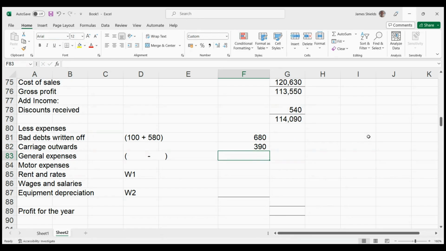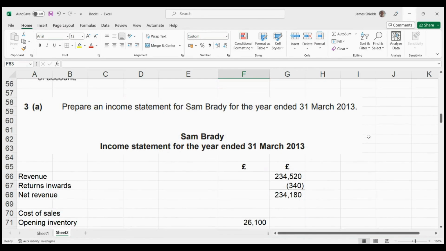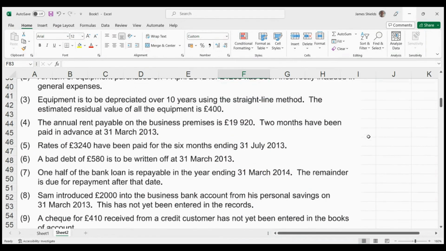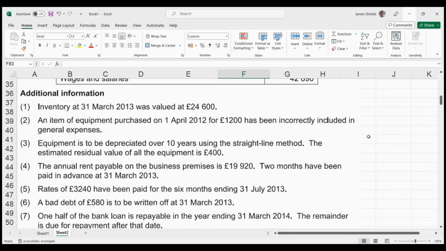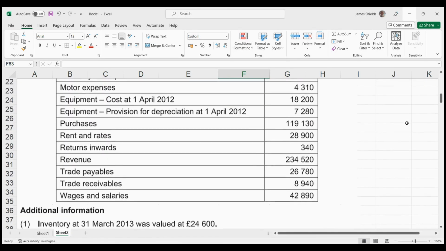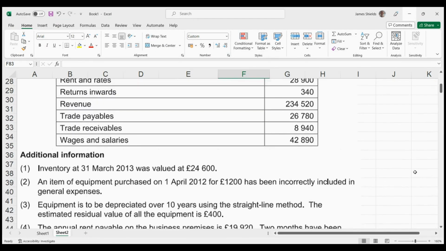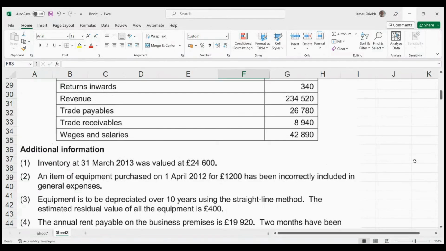General expenses, right? There was something on general expenses in the additional information. So let's see what it says. Point 2. An item of equipment purchased on the 1st of April 2012 for £1,200 has been incorrectly included in general expenses. That means we need to take it out of general expenses. So let's see our figure in the list of balances for general expenses. It's 5,260.